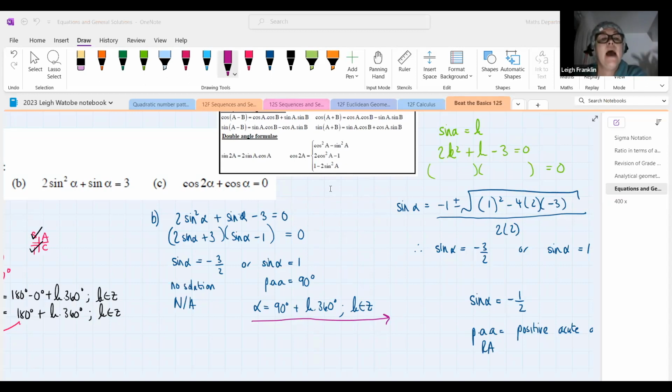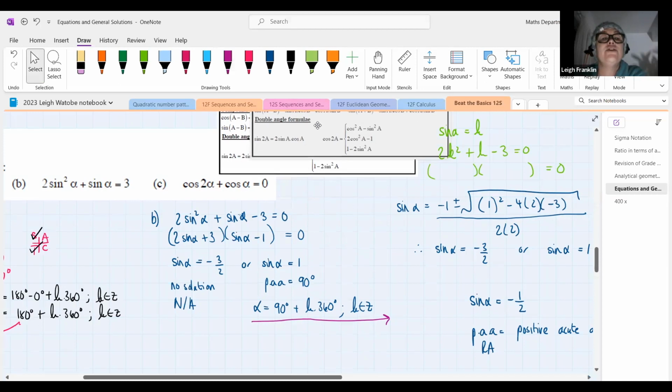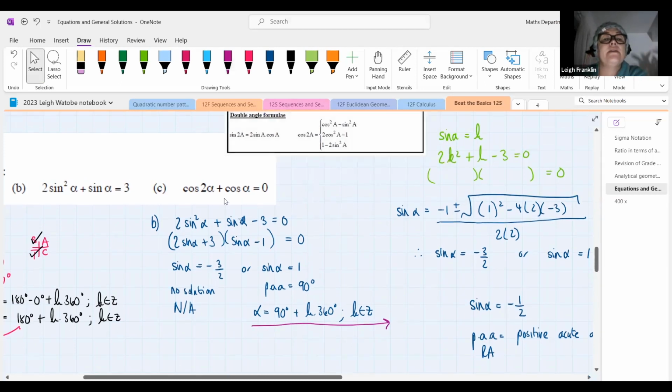Okay. And I'm not going to worry about doing question C. I want to go on and do something else that's a little bit different here and just have some different discussions with you. But again, if you've got cos 2 alpha plus cos alpha equals 0, then write your cos 2 alpha as 2 cos squared alpha minus 1. Make a trinomial, factorize, etc., etc. You know what to do in that case, I hope by now.